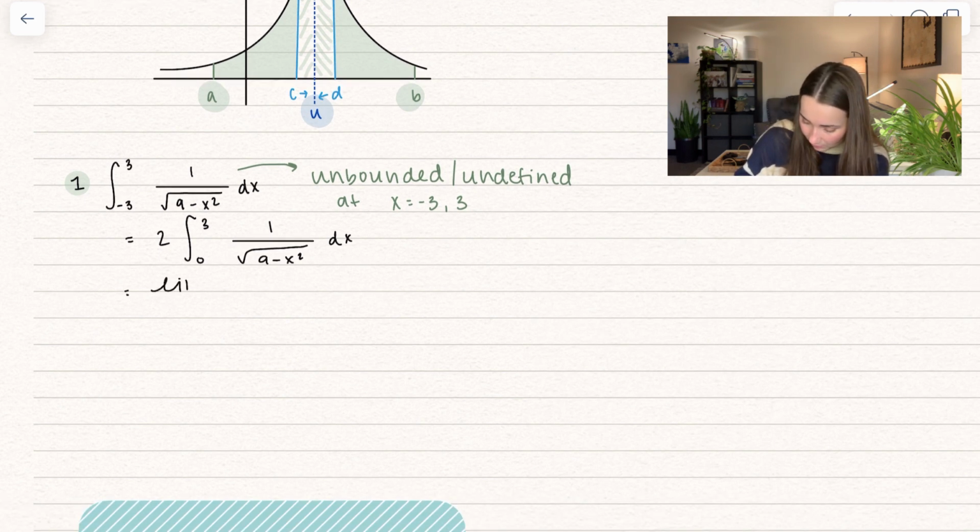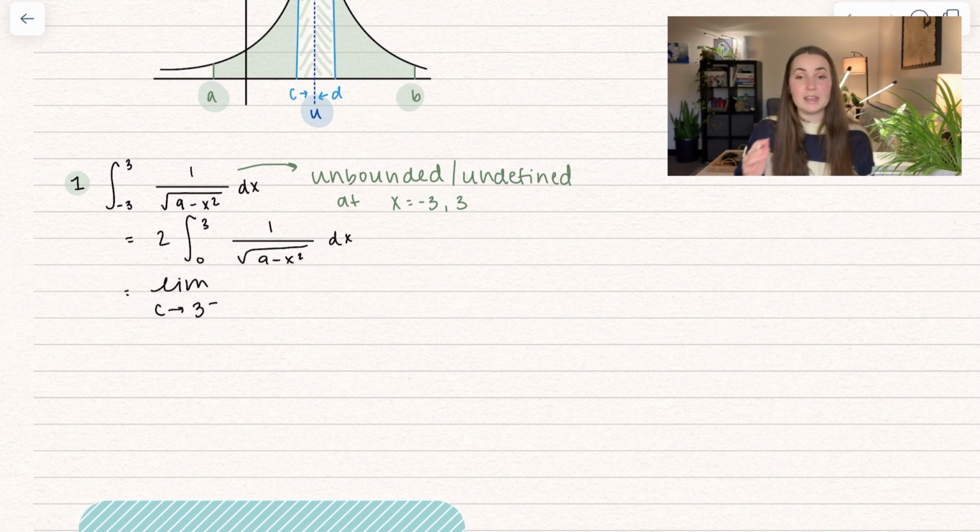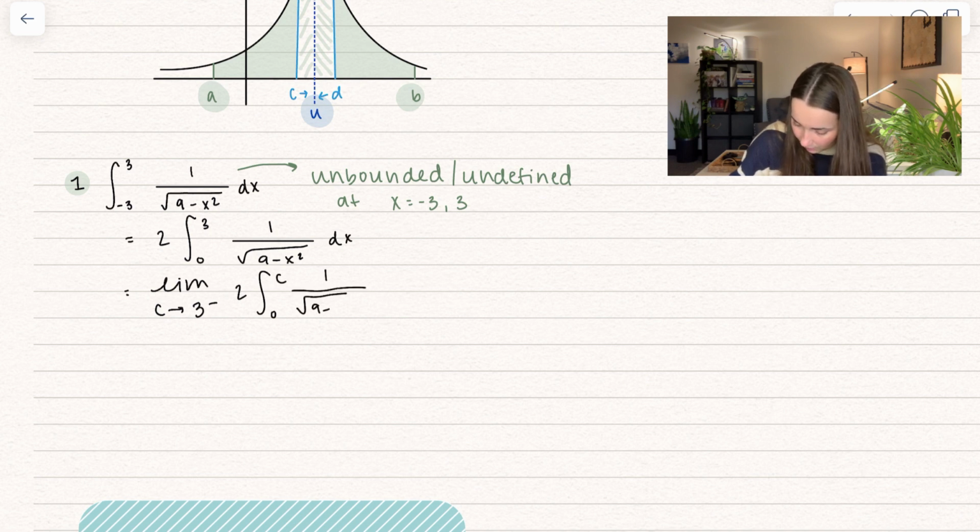So let's go ahead and now rewrite this so it's going to be a proper integral. So the limit as c approaches 3, and this is going to be from the left side because we're going from 0 up to 3, so it's going to be on the left side of 3. Here we're going to fill the rest in, so 2 times the integral from 0 to c of 1 over the square root of 9 minus x squared dx.